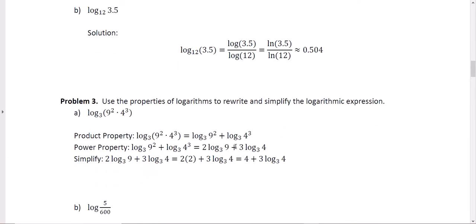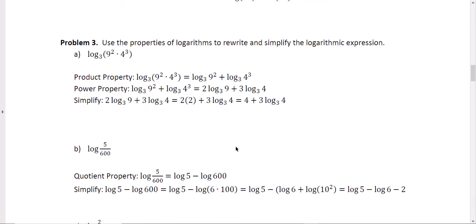Moving on with problem 3, examples. Use the properties of logarithms to rewrite and simplify the logarithmic expression. So we have log base 3 of 9 squared times 4 to the third power. So when I see this, inside the log we see a product, a multiplication problem. So we use the product property and rewrite log base 3 of 9 squared times 4 to the third as log base 3 of 9 squared plus log base 3 of 4 to the third.